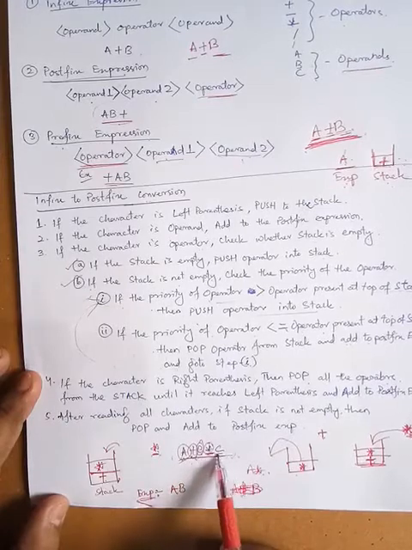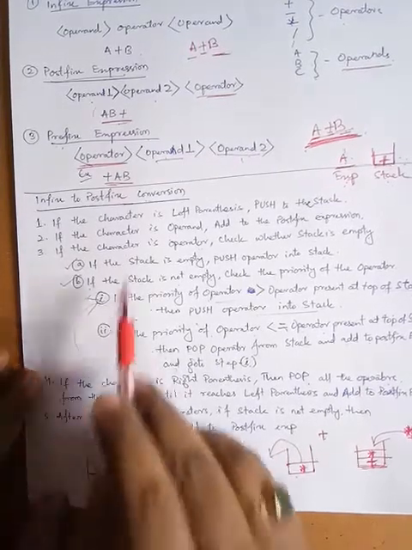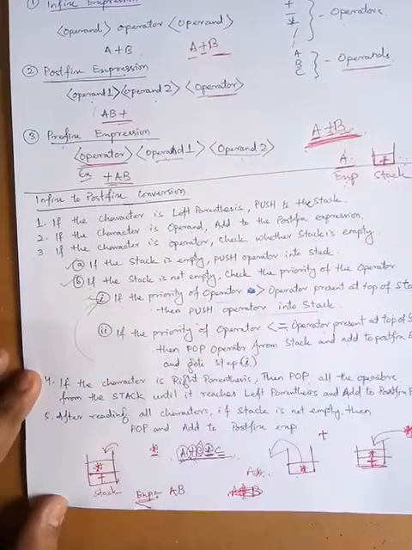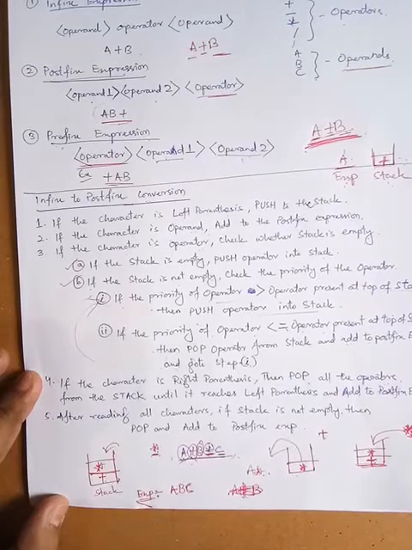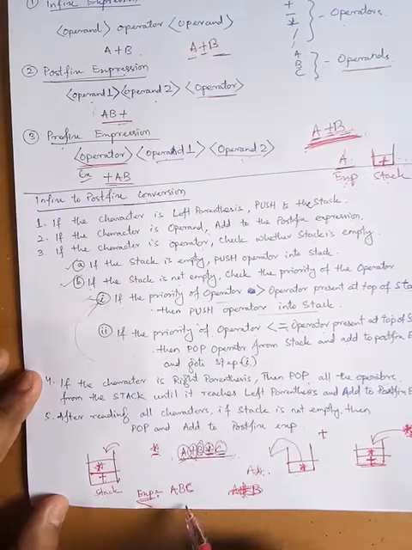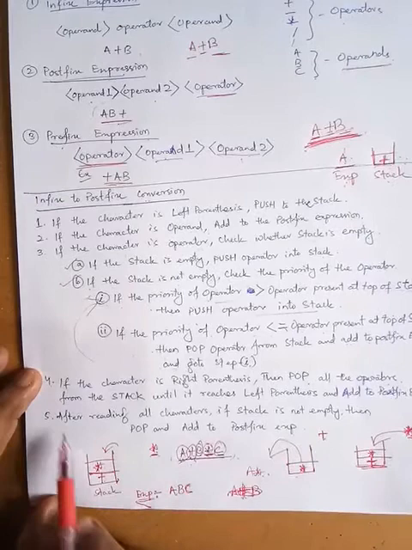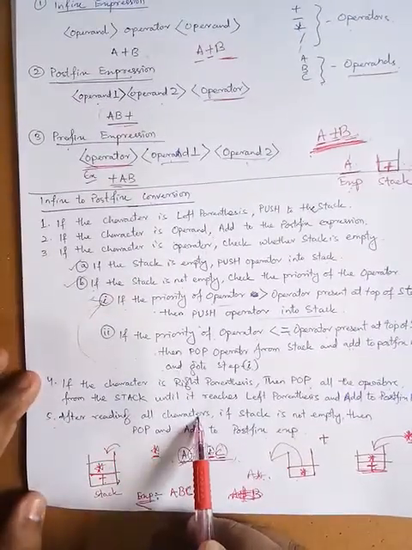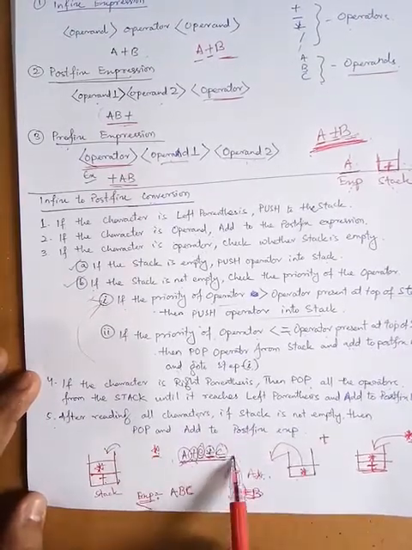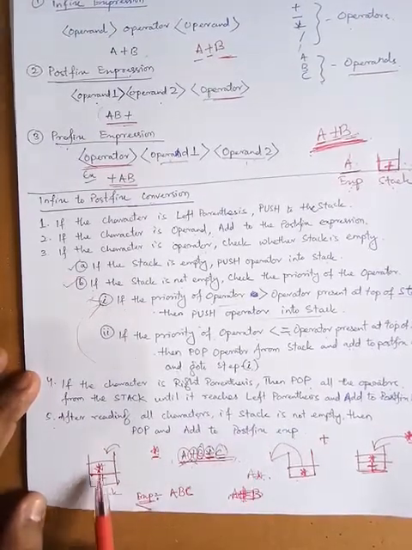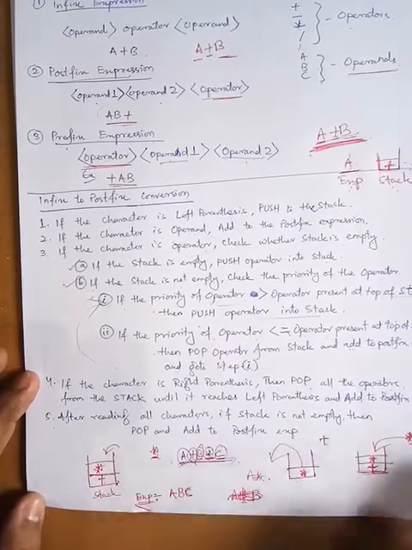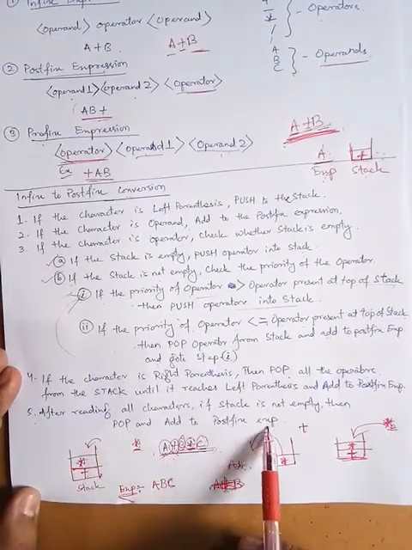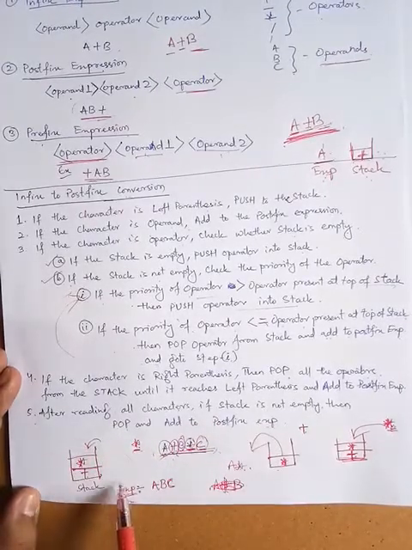The next character is c. C is one operand. So if the character is an operand, add it to the postfix expression. Now this will be added to the postfix expression. Now this is also completed. Now we check the fifth condition: after reading all the characters, if the stack is not empty, that means the stack contains some operators. In that case, pop all the operators and add them to the postfix expression.